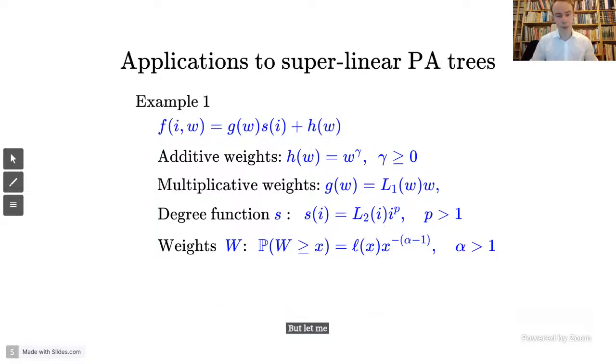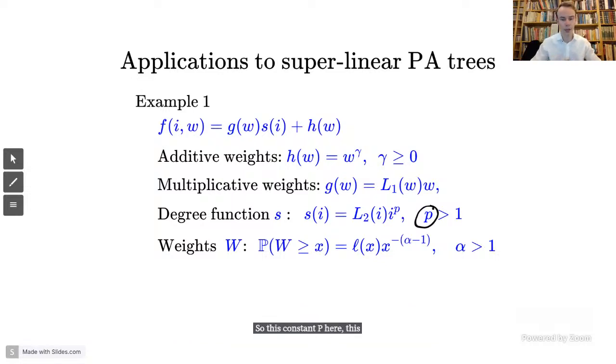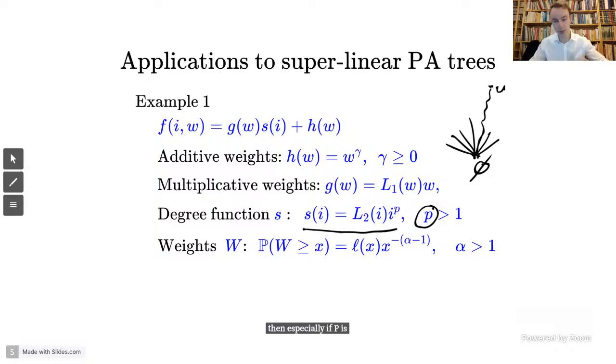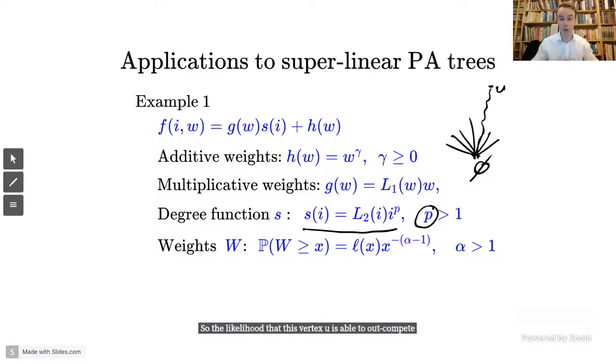But let me provide a little bit of intuition regarding this model. This parameter p is going to tell us how much competition there can be between old and young individuals. Suppose that you have the root, which has been producing children for quite some time, and then much later, some individual U is born. If the root already has a lot of children, then especially if p is large, it is going to be producing new children at a very high rate, so very quickly. Whereas this individual U, who has no children yet, still needs to start up and get going and produces children very slowly. So the likelihood that this vertex U is able to outcompete the root is not very high, and the larger you choose p, the less likely this becomes.